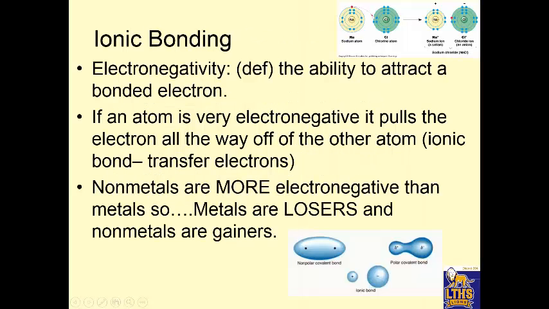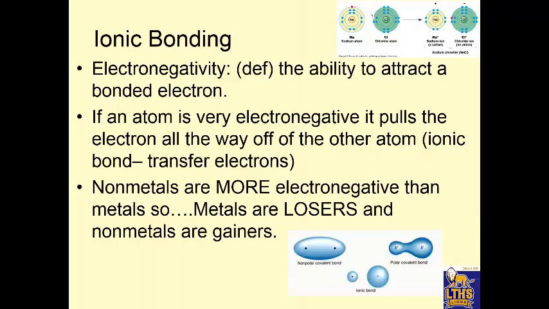Okay, so ionic bonding. It's a different kind of bond than we talked about in the last unit. Why does it happen? Well, there's electronegativity, the ability to attract electrons when they're bonded. If an atom is very electronegative, it can actually pull the electrons all the way off of the other atom. And so that's what we call an ionic bond, when the electrons transfer from one atom to another because one atom is so much greater in electronegativity.